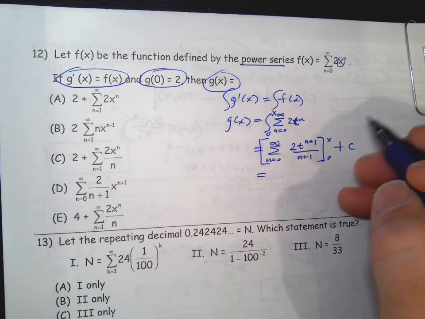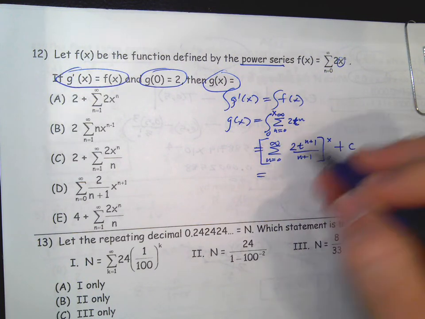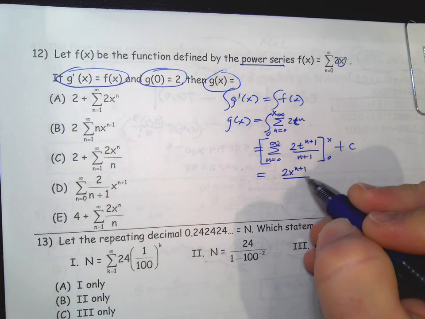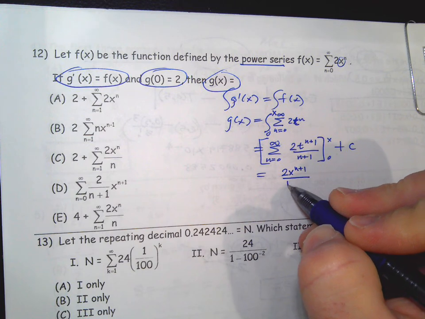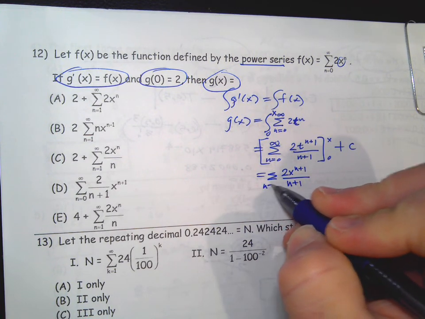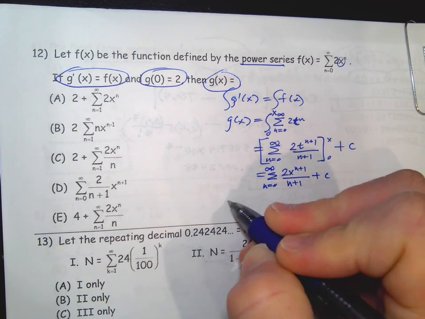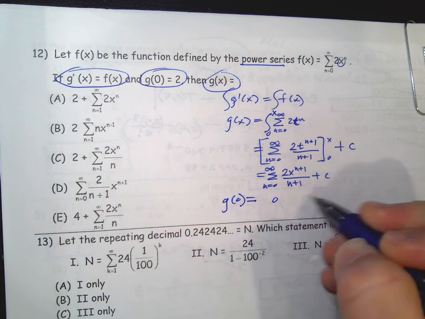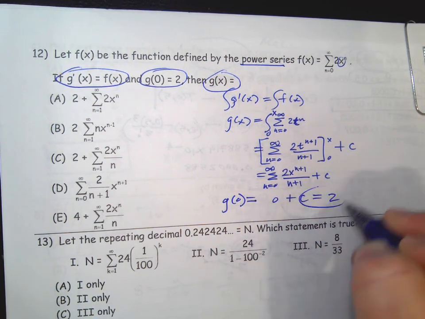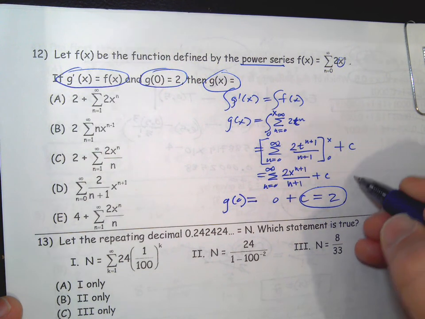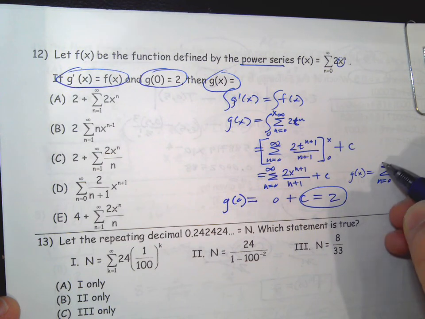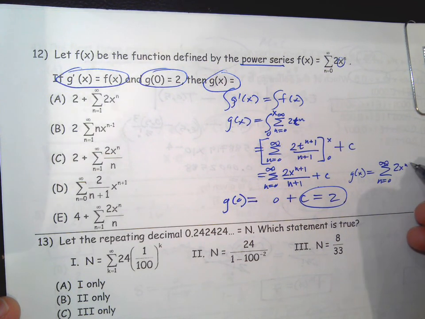If we plug 0 in, we get 0. So it's going to be 2x to the n plus 1 over n plus 1, assuming we're still starting at that, plus c. So if we plug 0 in for x, then that would go to 0 plus c, and it should equal 2. So our c value is 2. So I think our final answer for g of x is going to be the sum from n equals 0 to infinity of 2x to the n plus 1 over n plus 1, plus 2.